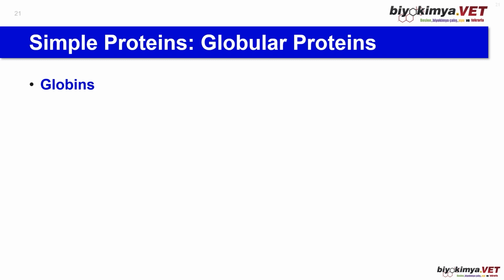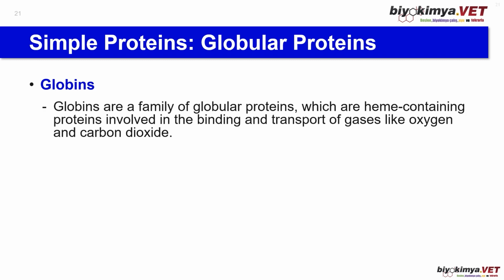Globins. Globins are a family of globular proteins which are heme-containing proteins involved in the binding and transport of gases like oxygen and carbon dioxide. The most well-known globin is hemoglobin, found in the red blood cells of many animals, which is responsible for oxygen transport from the lungs to the tissues and the return transport of carbon dioxide from the tissues to the lungs.